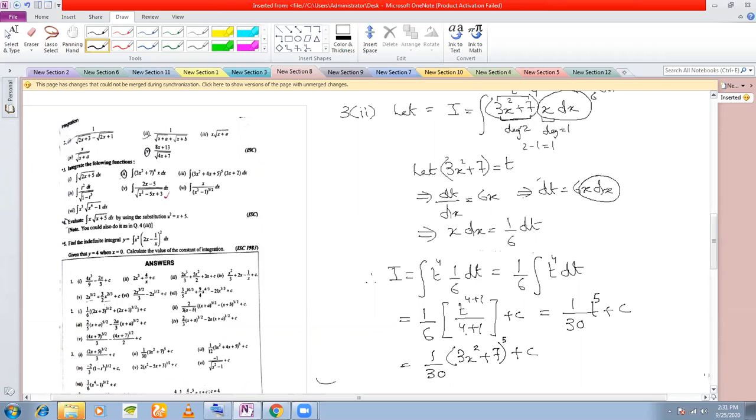See whether you have understood this problem or not. Can you do 3, 3 on your own? This one. Try 3, 3 on your own, okay?